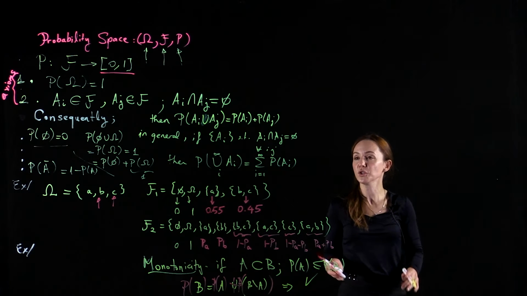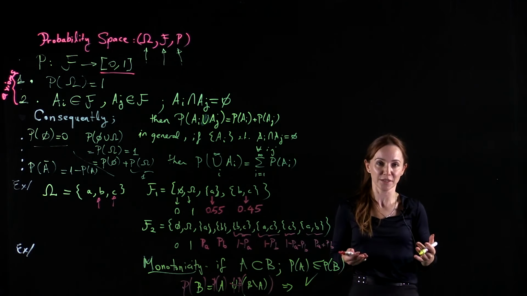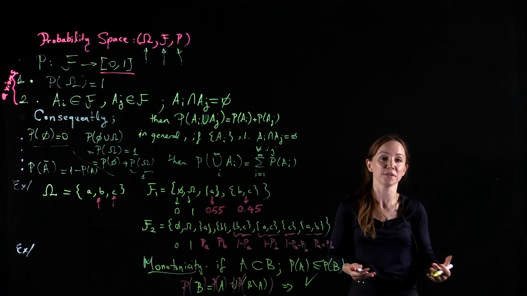Okay, so from the axioms, we can define everything else in probability that will follow in this course.